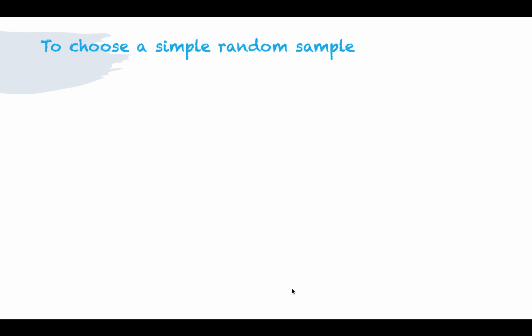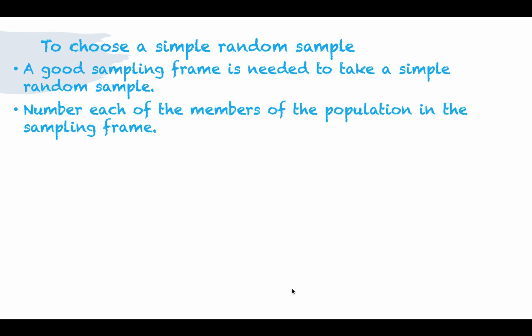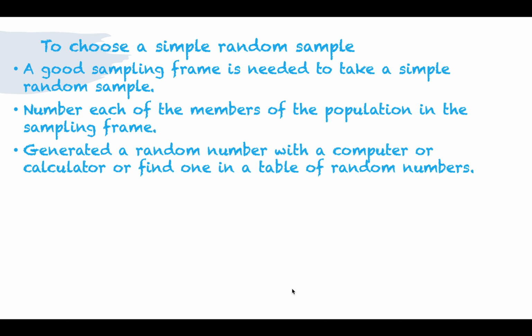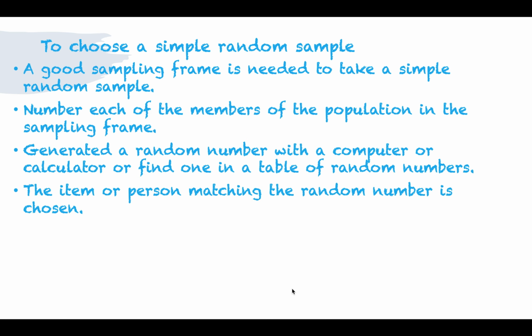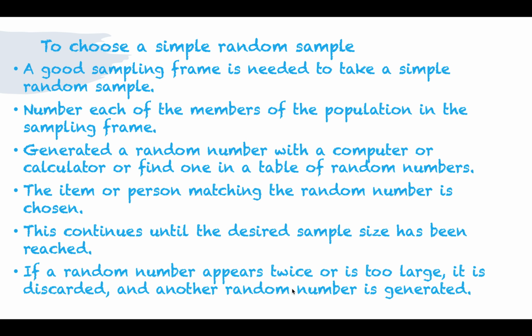A good sampling frame is needed to take a simple random sample. A sampling frame is a list of all the members of the population. To take a simple random sample, number each of the members of the population in the sampling frame. Generate a random number with a computer or calculator, or find one in a table of random numbers. The item or person matching the random number is chosen. This continues until the desired sample size has been reached. If a random number appears twice or is too large, it is discarded and another random number is generated.